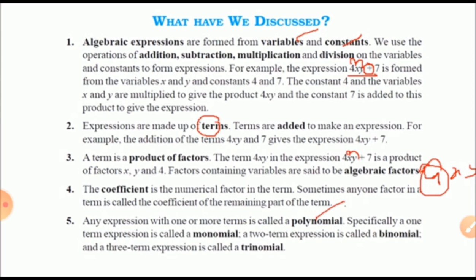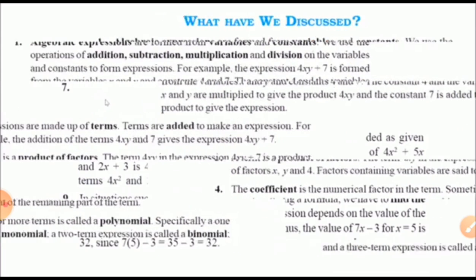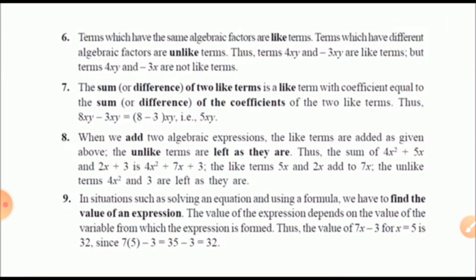Next one, fourth point: the coefficient is the numerical factor in the term. Sometimes any factor is a coefficient this way. Next is polynomials: monomial, binomial and trinomial. Sixth point: terms which have the same algebraic factors are called like terms, and those having different factors are called unlike terms. Seventh: the sum or difference of two like terms is a like term with coefficient equal to the sum or difference of the coefficients of the two like terms. Thus, we can say 8xy minus 3xy is 5xy.